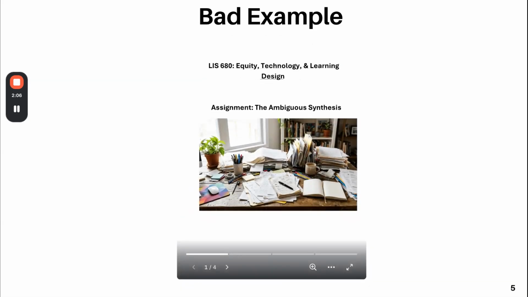Here's an example of what a poorly designed faculty assessment might look like. It might include long blocks of text, unclear questions, and no clear structure. Students are left wondering, what exactly am I supposed to focus on?